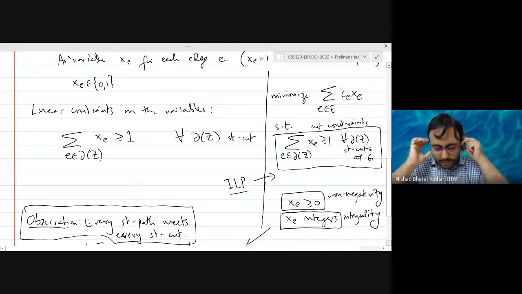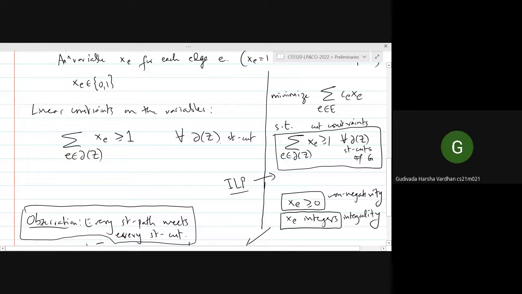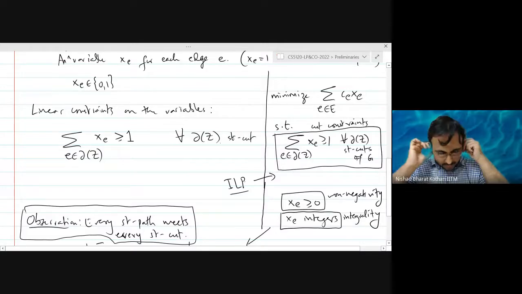Okay, so I'm still trying to understand. So you mean that a solution may not contain a path, or it could be a path plus other things? Yeah, I'm saying it may not create the entire path between S and T. Right. Okay, I'm not clear. I need to think again. That's fine. That's fine. Okay.